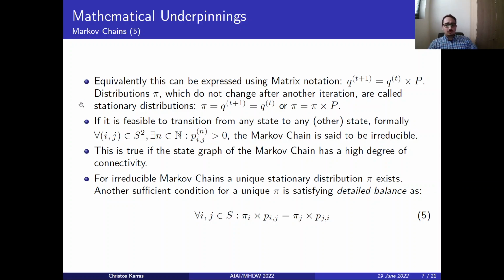If it's feasible to transition from any state to any other state, where formally this inequality is true, the Markov chain is said to be irreducible. This is true if the state graph of the Markov chain has a high degree of connectivity. For irreducible Markov chains, a unique stationary distribution P exists. Another sufficient condition for a unique P is to satisfy the detailed balance, which is given by equation 5.